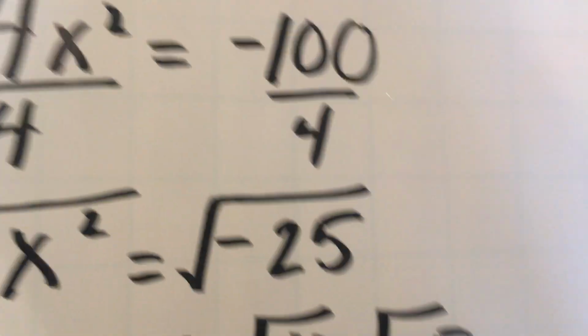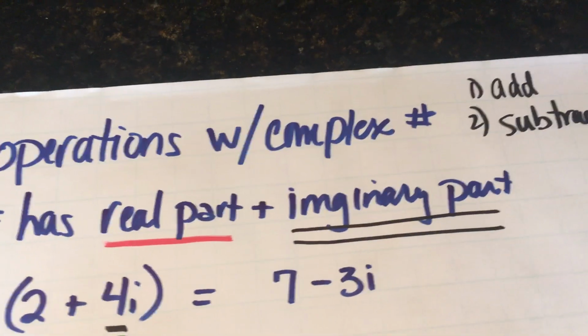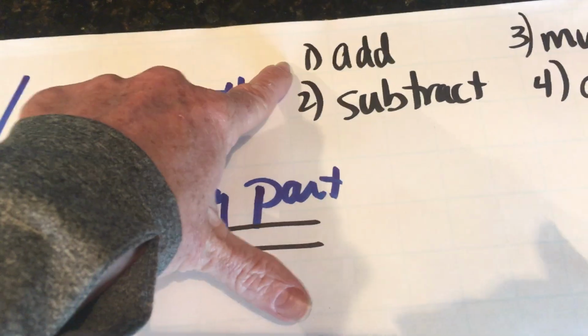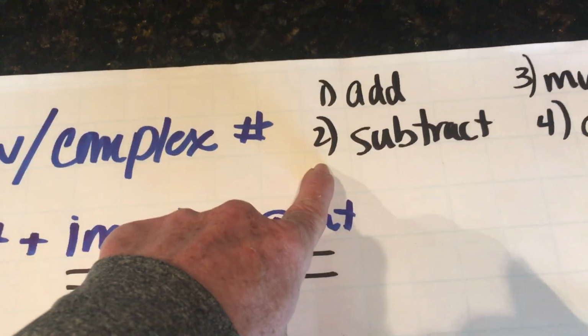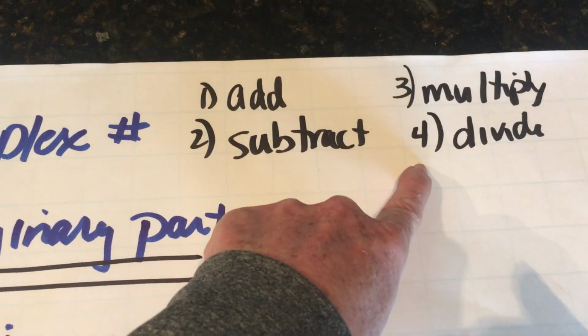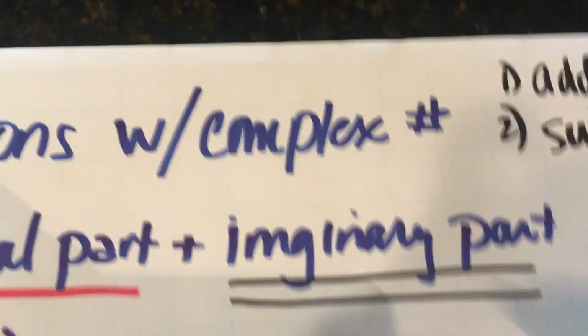And the last goal for the day is operations with complex numbers. When we're talking operations, we are going to be able to add them, subtract them, multiply them, and we're also going to be able to divide complex numbers. So your first question probably is, what's a complex number?